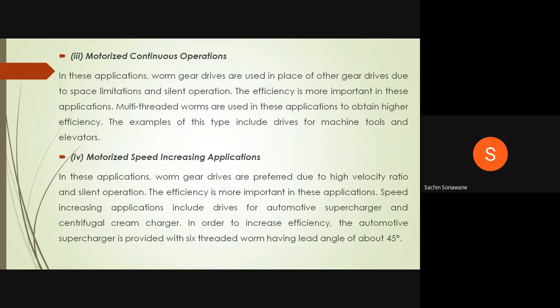Fourth, motorized speed increasing applications. In these applications, worm gear drives are preferred due to high velocity ratio and silent operation. The efficiency is more important in these applications. Speed increasing applications include drives for automotive supercharger and centrifugal cream charger. In order to increase efficiency, the automotive supercharger is provided with six threaded worm having lead angle of about 45 degree.